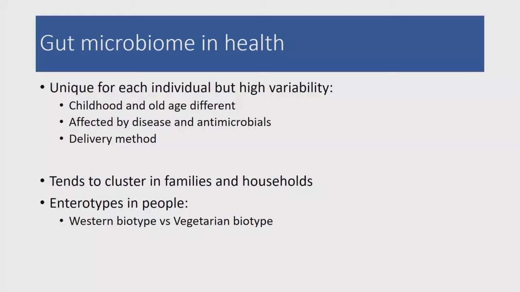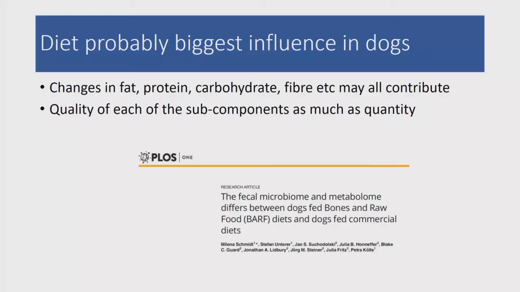And the two major enterotypes that have been identified in people are the Western and the vegetarian biotype, which correlates to diet. In dogs, probably we haven't identified an enterotype to that degree, but diet is probably the biggest influence. And changes in all components of the diet, including fat, protein, carbohydrate, and fibre, might all contribute. And potentially the quality of those subcomponents is as important as the quantity of those subcomponents in impacting the microbiome.